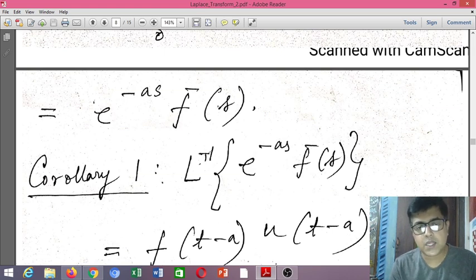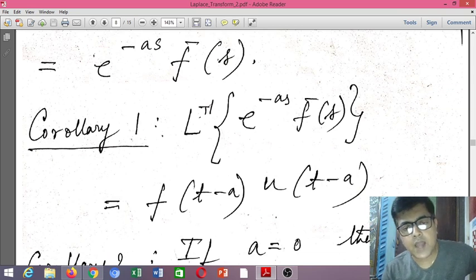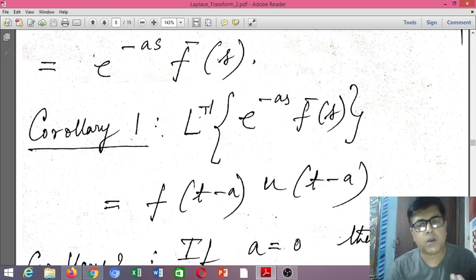You take the inverse Laplace transform, you will get L inverse of e to the power minus as into f bar s to be equal to the function f(t minus a) into u(t minus a). That means f(t minus a) into u(t minus a) is nothing but L inverse of e to the power minus as into f bar s. So this is quite often applicable in solving problems of inverse Laplace transform, where you get this particular form.